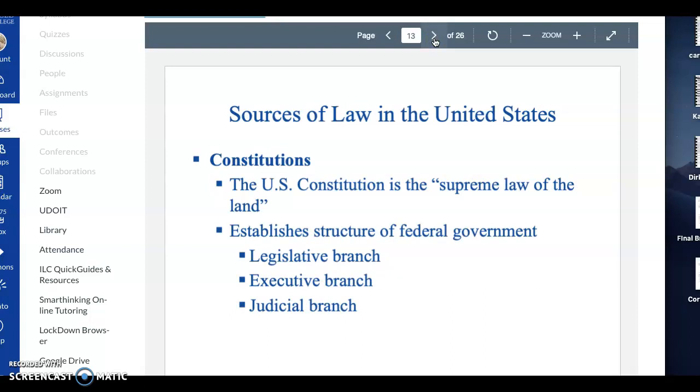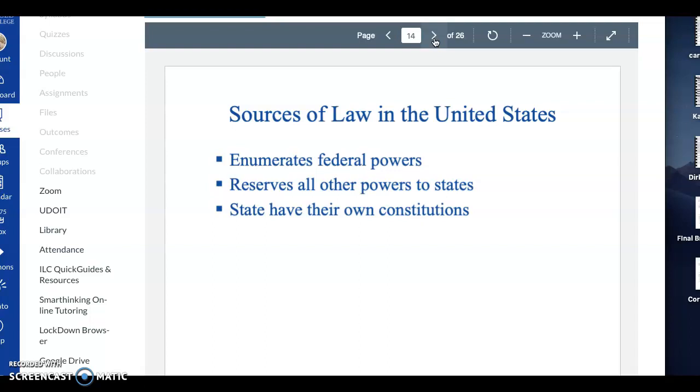The Constitution. So this is what we call the supreme law of the land. It establishes structure for our federal government. So we have 3 branches of our federal government. I'm sure you're all very familiar with that: legislative, executive, and judicial branches. Each one of these has enumerated federal powers. Any powers that are not delegated to those 3 branches are given to the states to rule over their power.